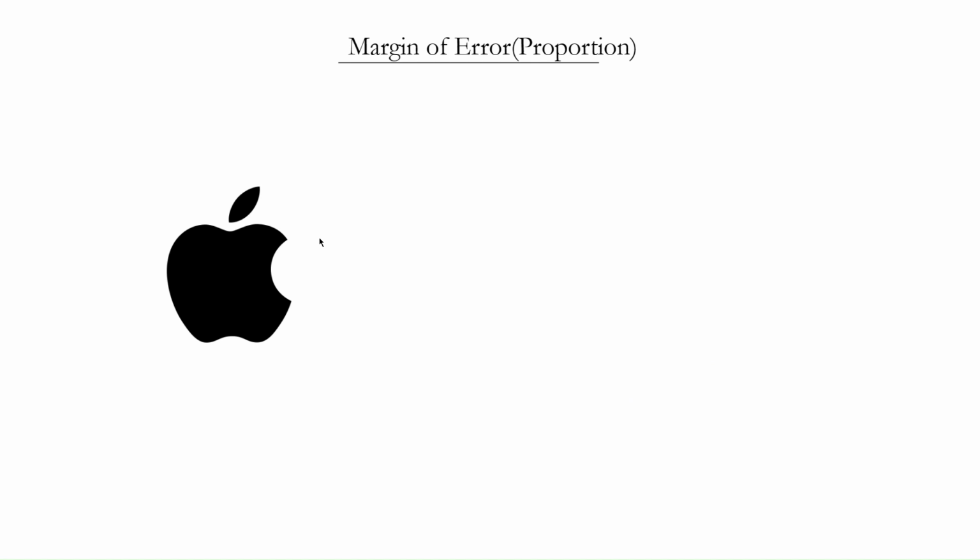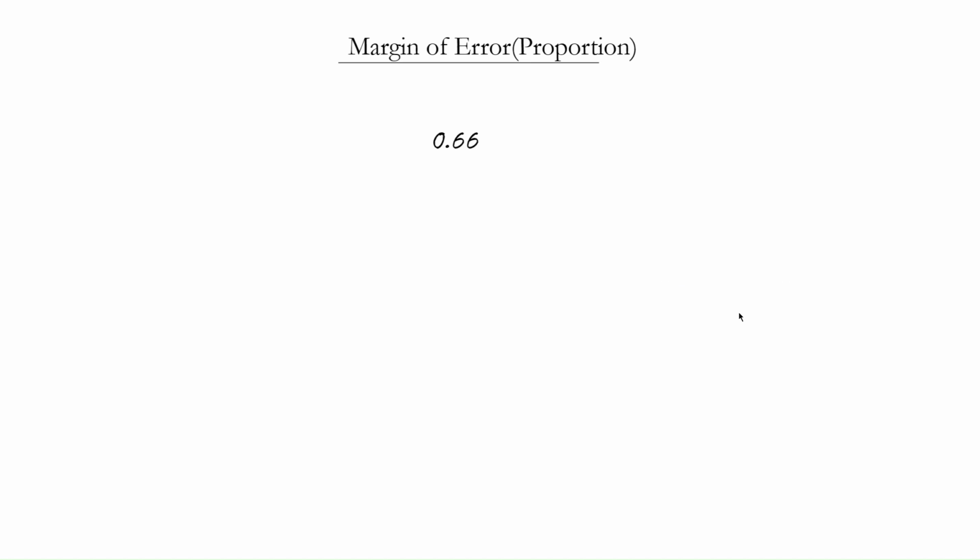So now we've got the proportion. The number of people who use the Apple phone in this school is 40 over 60, so we have to find the percentage. That is 66.6%. So that is the proportion. And that can also be written as 0.66. So that's what we'll be working with.